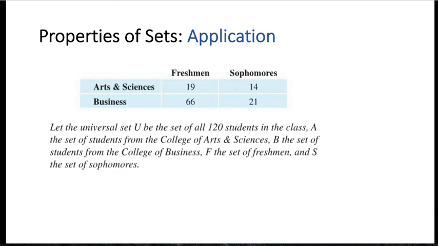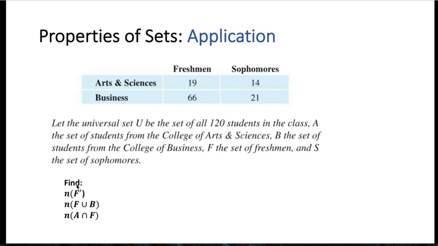Okay, let me show you another example. Now, this isn't a Venn diagram. You certainly could make a Venn diagram to represent this information, but this is information in a chart. So it says, let the universal set U be the set of all 120 students in the class. A is the set of students from the College of Arts and Sciences. B is the set of students from the College of Business.